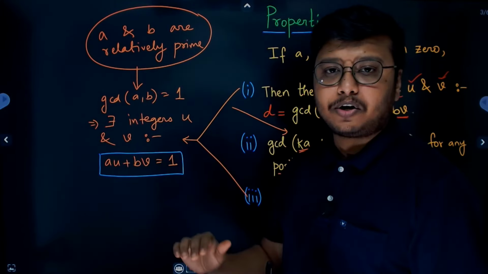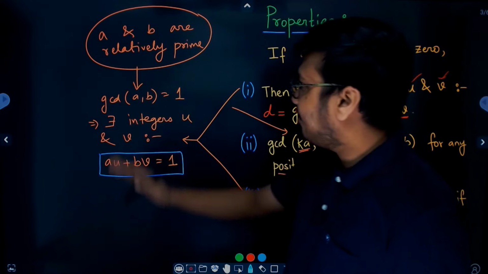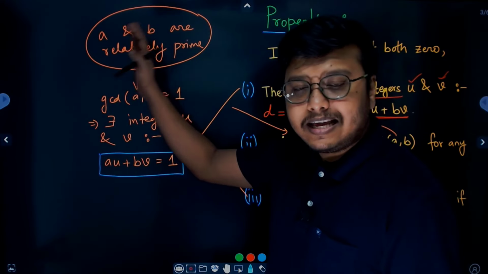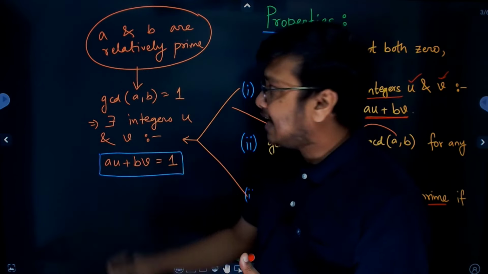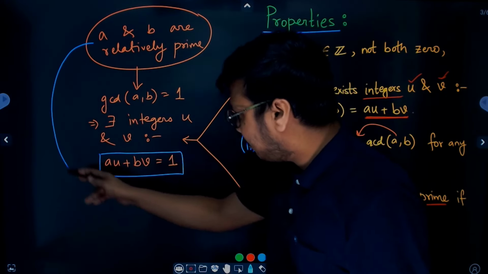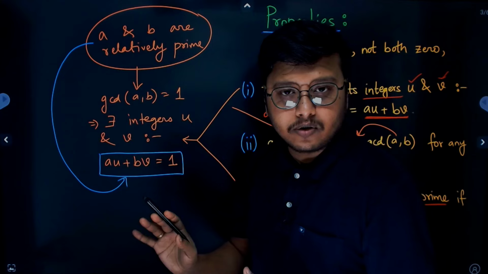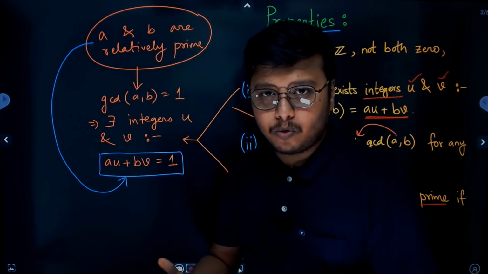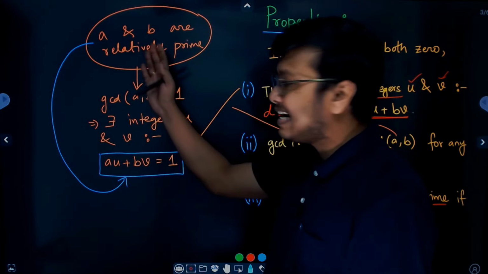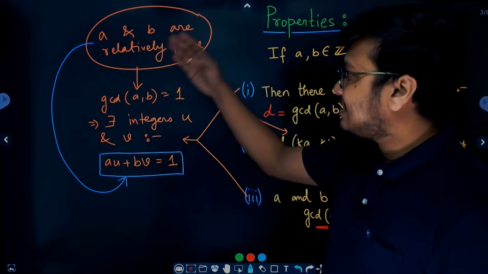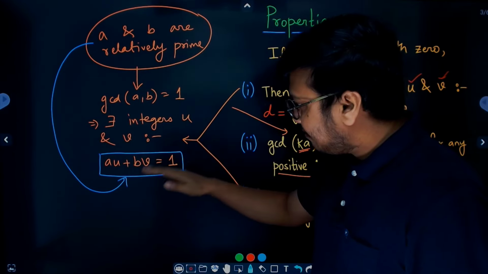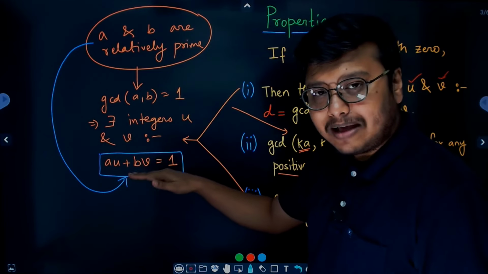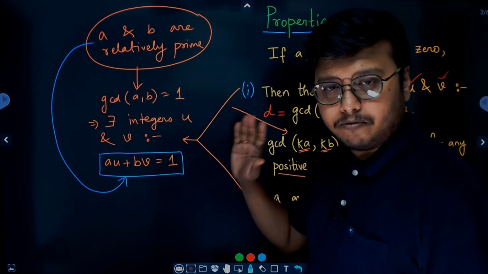Now, why am I telling these things? Because when we are going to face questions, we will have information of this sort, that A and B are relatively prime. Now we can't do anything with a statement like this unless we convert that statement into an equation. In maths, equations are more important. We can work with equations rather than statements. So whenever this kind of a statement is given that two numbers are relatively prime, remember that this is the mathematical equation that we are going to work with.